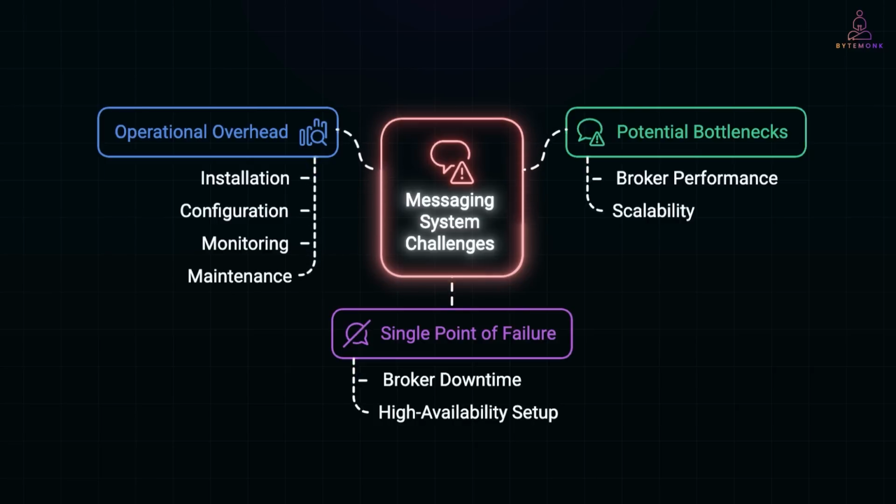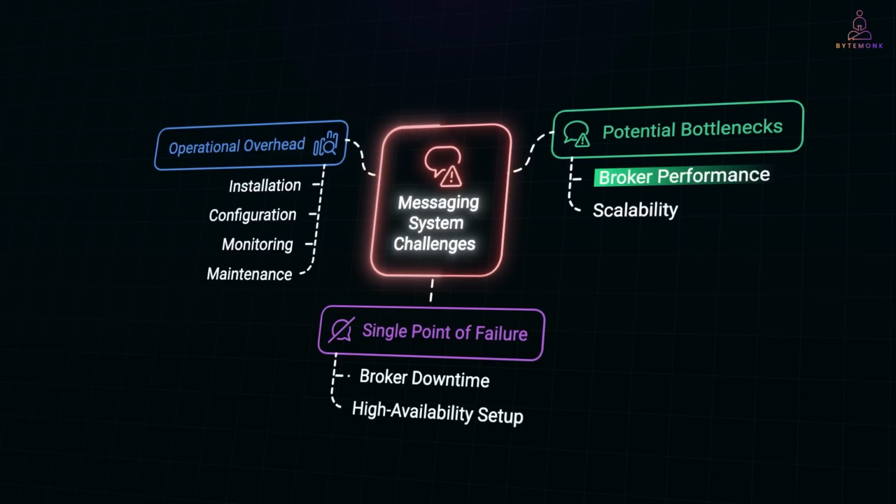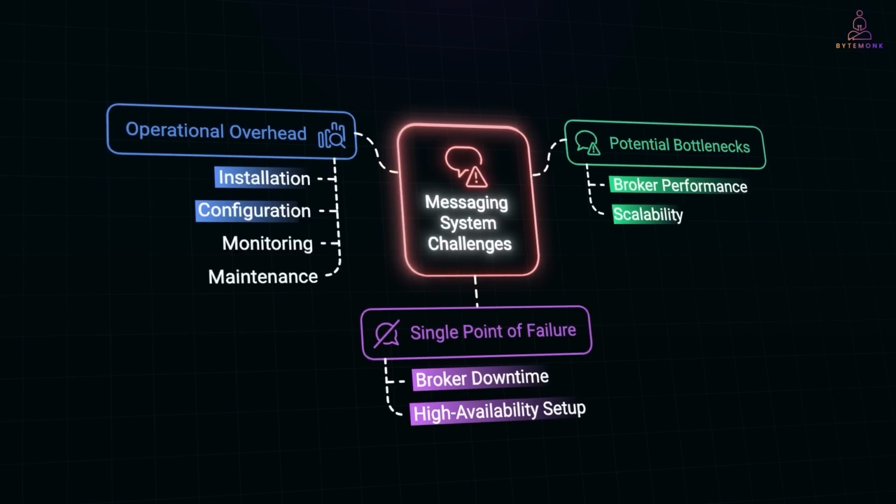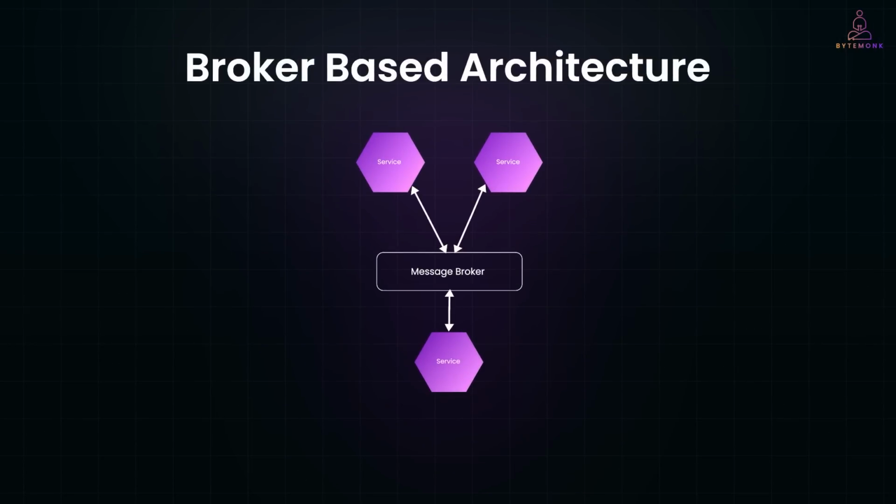Of course, messaging isn't free of downsides. It has potential bottlenecks because the broker could become a performance checkpoint. That said, modern brokers like Kafka and RabbitMQ are built to scale. But if your broker goes down, communication stalls. So it's crucial to run it in a high availability setup. Operational overhead is one more moving part. You will need to install it, configure it, monitor it, and keep it running. Still, the benefits far outweigh the trade-offs, especially when you are building resilient, decoupled, and scalable microservices. In short, if you are serious about async communication, a message broker is the way to go.